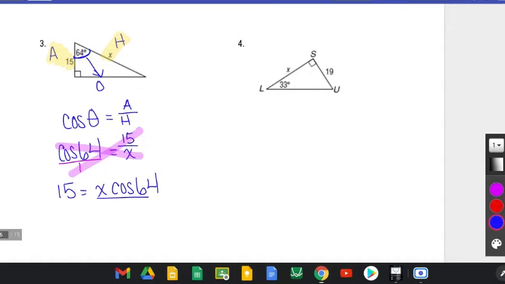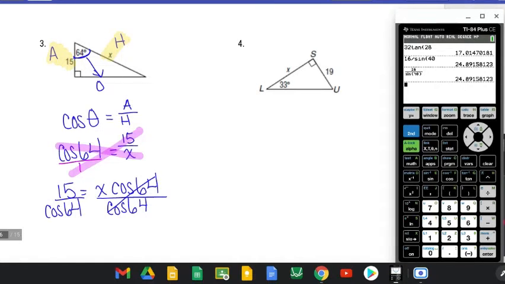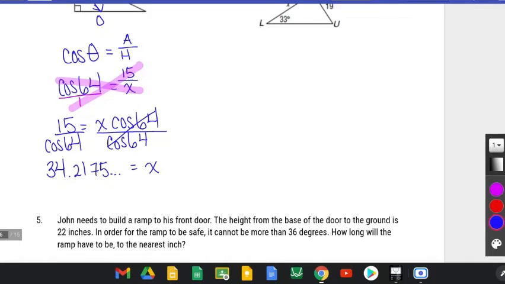But now to get x by itself, I have to actually divide by the cosine of 64. And in your graphing calculator, if you divide by the cosine of 64, you can type 15 divided by cosine 64, and you should get 34.2175. Or to the nearest tenth, 34.2.